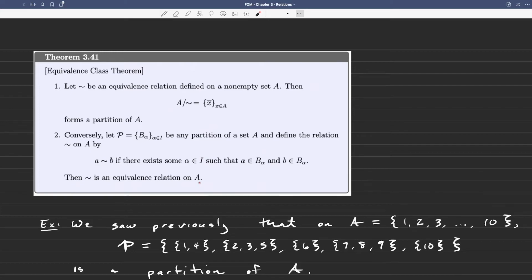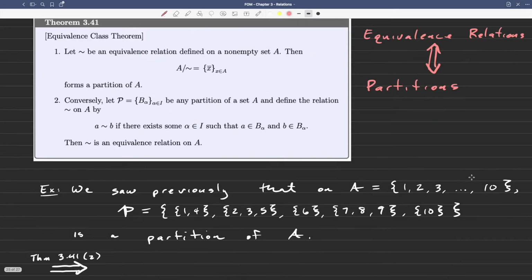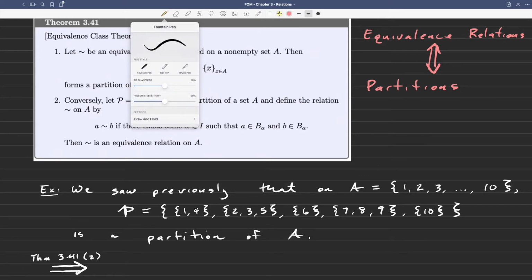What this theorem is really telling you on some level is that equivalence relations and partitions are really the same thing. If you have a partition, you have an equivalence relation. If you have an equivalence relation, you have a partition. So partitions and equivalence relations are two sides of the same coin. All right, so let's see how this works on some particular examples.